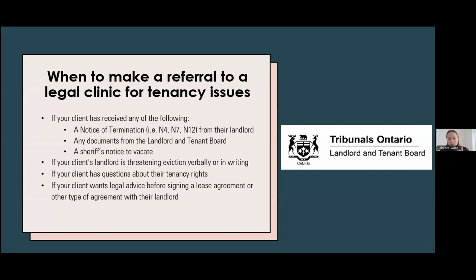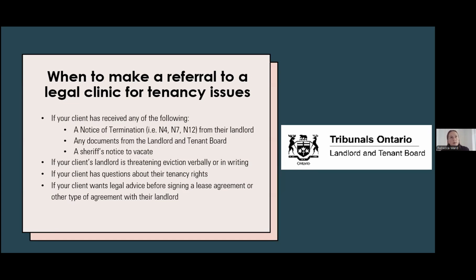First and foremost is if they've got some documents. So there's three different types of documents I listed here. If there's any other type of document that your client comes in with that you think might have to do with eviction, I would say tell them to get legal advice. It's always better to get legal advice than to possibly wait, and perhaps the situation might become more dire or more urgent. But the first type of document I note here is called a notice of termination.